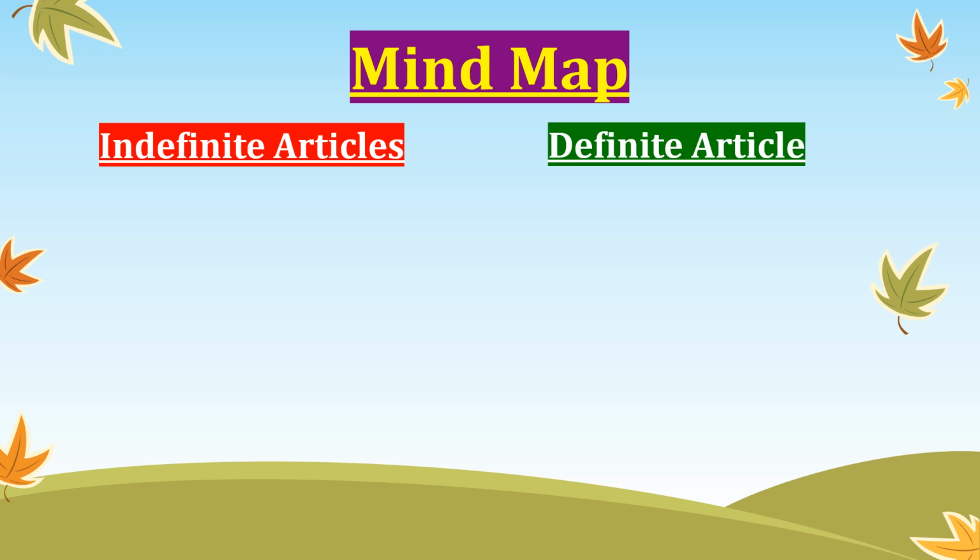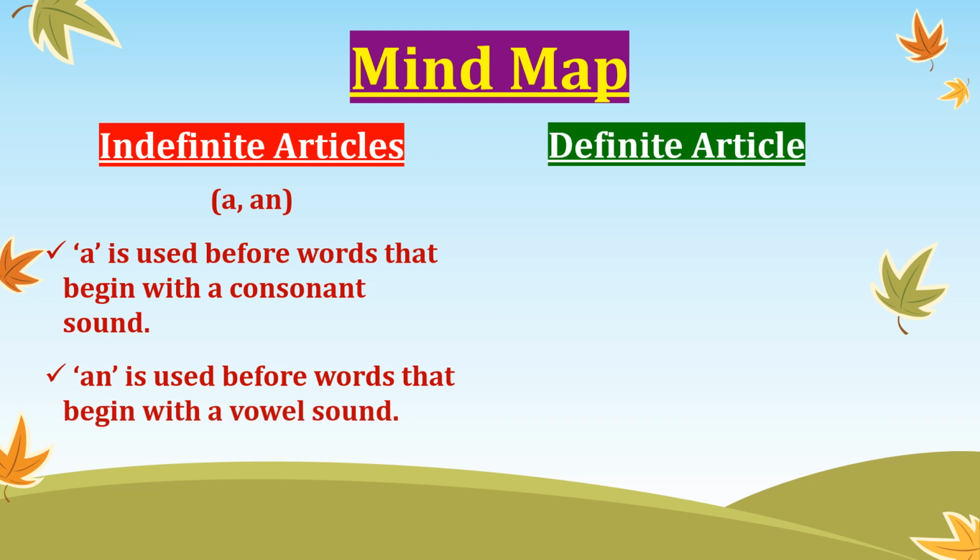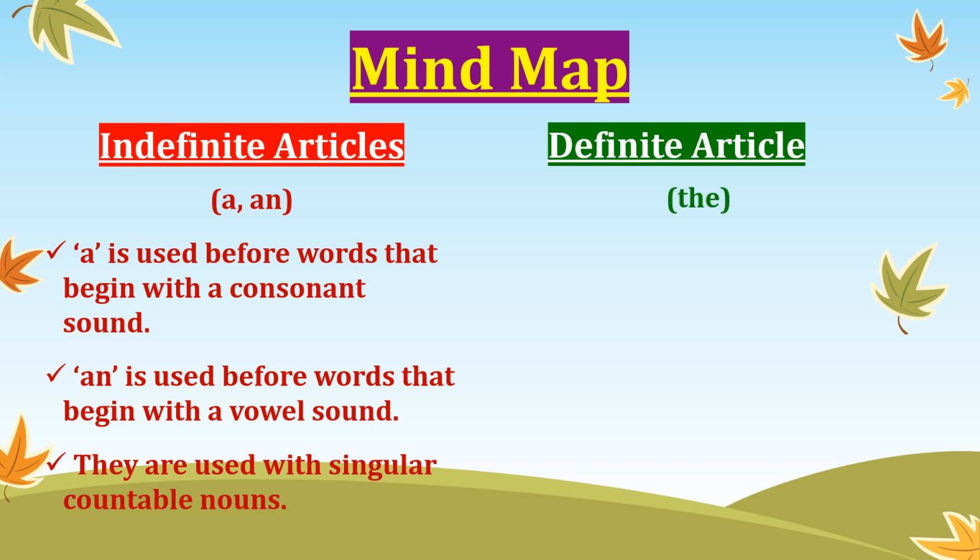So articles can be divided into two kinds, that is indefinite articles and definite articles. First one, indefinite articles. There are two indefinite articles, a and an. A is used before words that begin with a consonant sound. An is used before words that begin with a vowel sound. They are used with singular, countable nouns. Please be sure about it. Singular, countable nouns only.